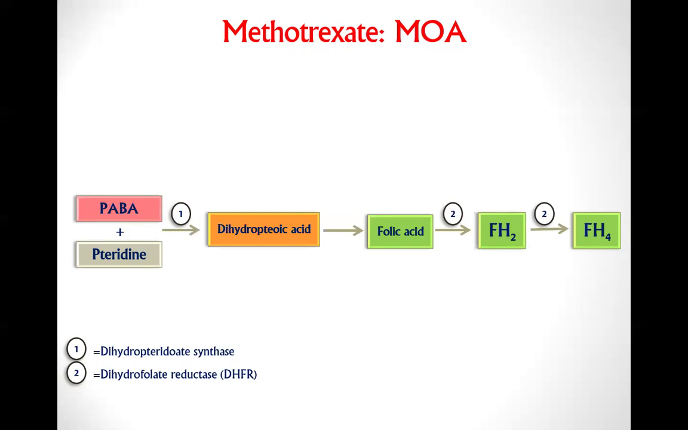Sulfadiazine, sulfacetamide, sulfamethoxazole, sulfasalazine. They are very similar to PABA. If you look at the structure of sulfonamides and PABA, they are very, very similar. So they deceive dihydropteroate synthase and combine with pteridine instead of PABA, making dihydropteroic acid which contains not the PABA, but sulfonamides. So sulfonamides are also antimetabolites, but one step earlier than methotrexate.